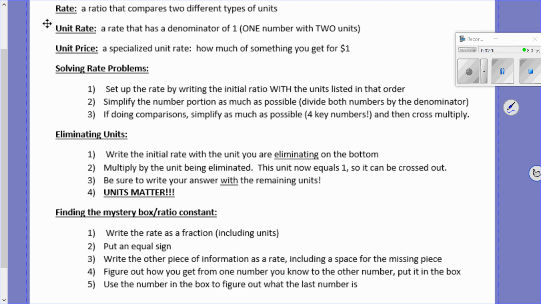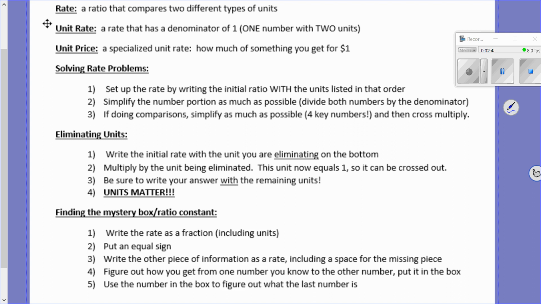If you're going to eliminate units, and this happens mostly when we're doing unit conversions, stuff like going from inches to miles, or pounds to ounces, or meters to kilometers, one way that we're going to show you to do that is you write your initial rate with the unit you're eliminating on the bottom. I'm then going to multiply by the unit that I'm getting rid of. That now equals 1. I've got 1 on top, 1 on bottom, meaning they are going to be crossed out. After you've done that, you're going to find the answer.